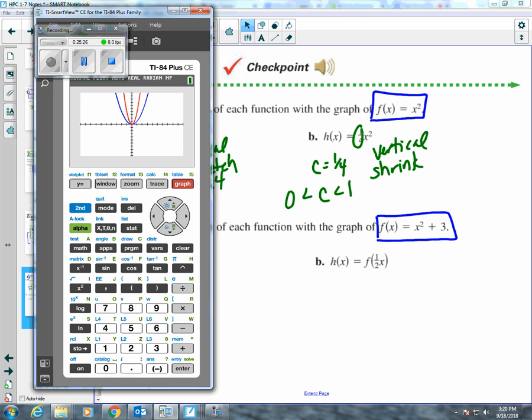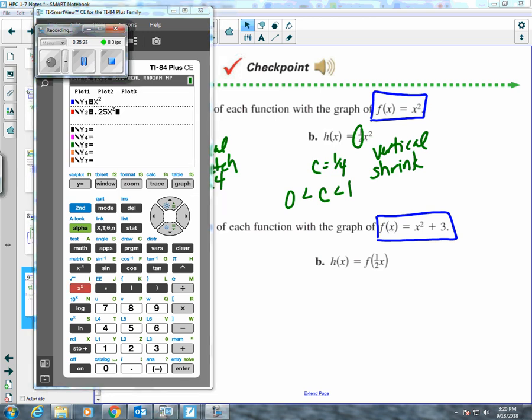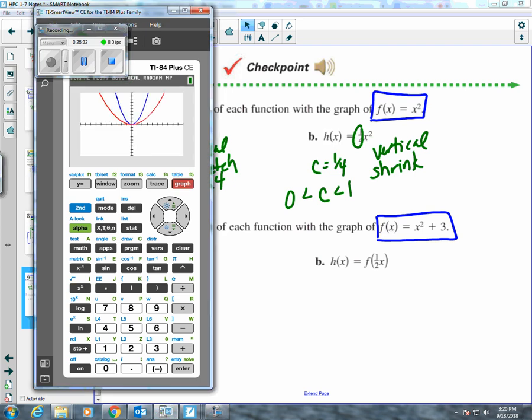All right, let's take a look at the 1/4. I'm just doing it as a 0.25, but same idea. You can use a 1/4 as well. Look what happens there. Vertex is in the same location, but it's been vertically shrunk. It's like you've taken the ends of the graph and pushed it down. So we have that vertical shrink happening.